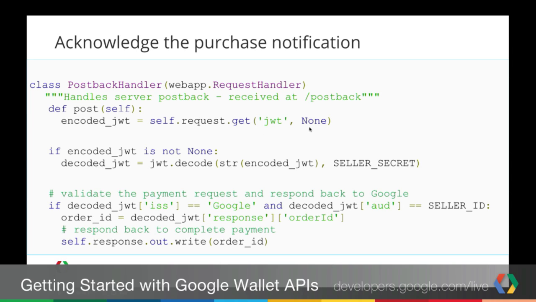The notification comes back as a POST, and it will be another JWT. You will decode it with your seller secret and make sure everything looks okay. As I mentioned earlier, it will be the original transaction JWT plus an order ID. You will look at the JWT, make sure it's correct, get the order ID, and respond back to Google with the order ID to complete the payment. You will have 10 seconds to do that, which is more than enough in the vast majority of cases. Once you respond with the order ID, the transaction will be complete.